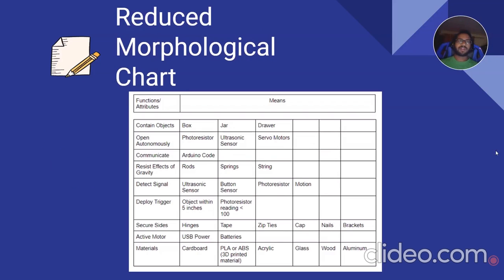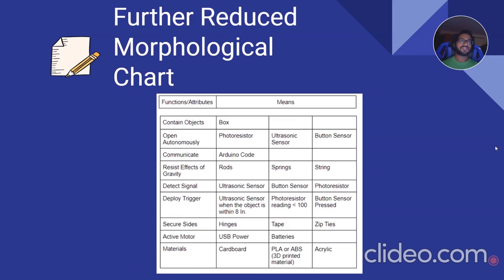So from there, we created a reduced morphological chart, which looked at all the different sections and removed all the infeasible sections that we couldn't really use in order to make a really practical design. And we discarded any combinations that violated the design constraints. We came up with a box, a jar, and a drawer, which had similarities in a lot of how their means were taken through with the functions. Eventually, we settled upon the box design, which I'll hand over to Carlos Bravo to talk about.